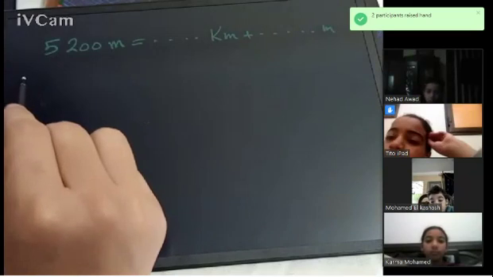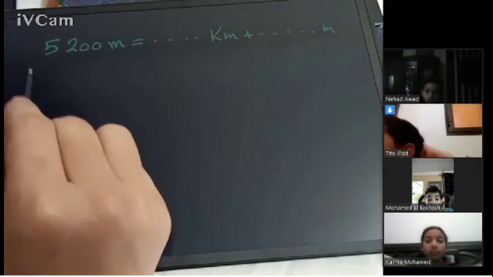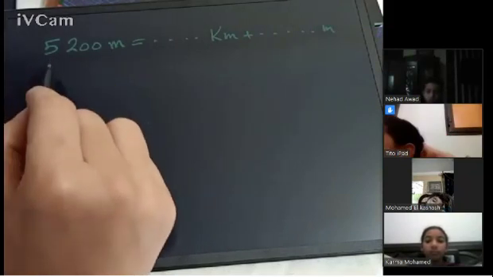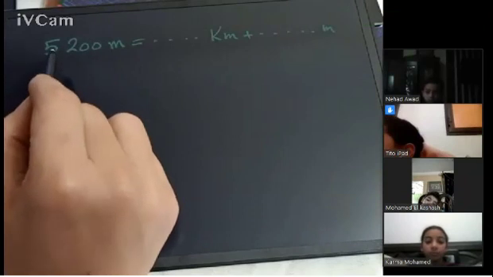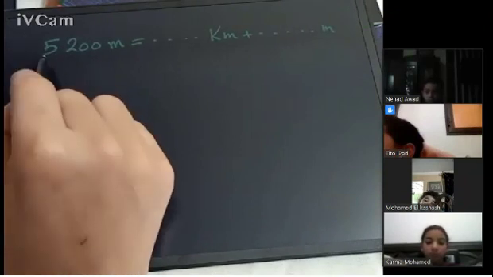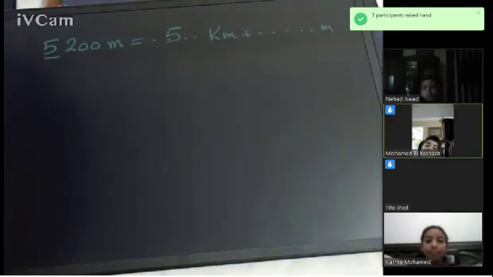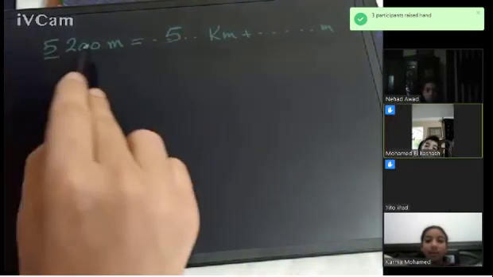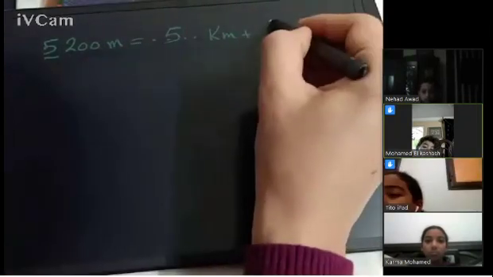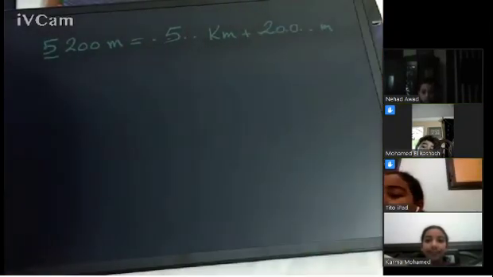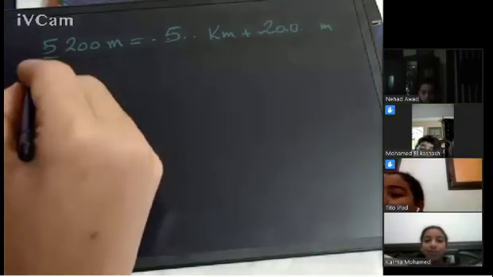I will explain it to the others. The numbers that I read as 1,000, this is the kilometer. So 5,000, this is the kilometer. It's 5. The rest of the number is meter. 200. So it will be 200 meters.